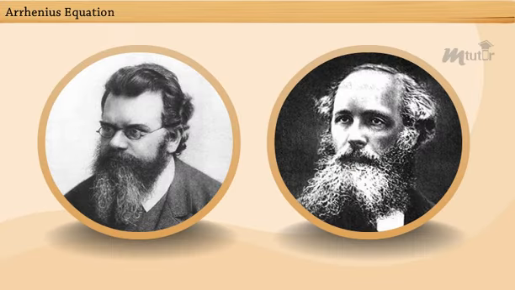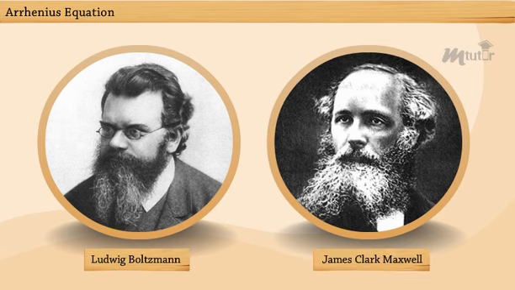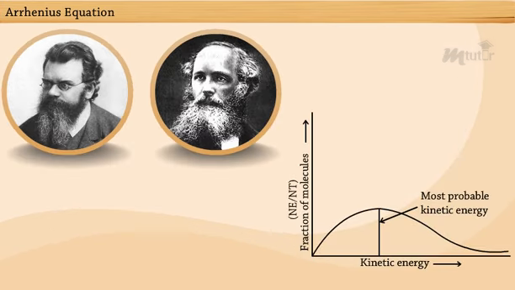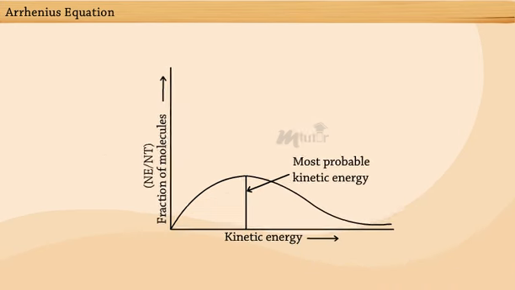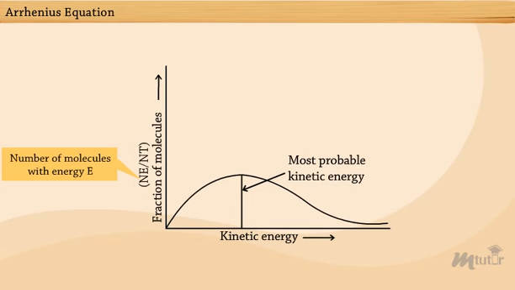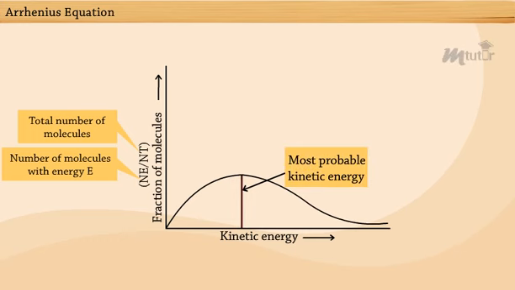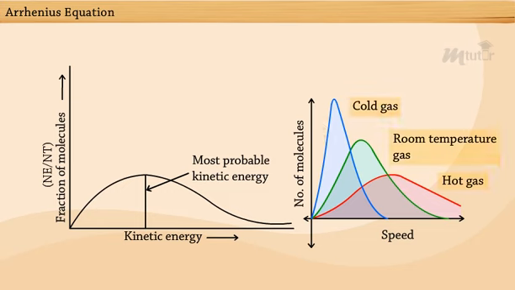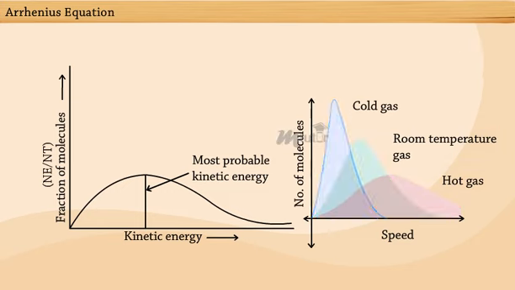To predict the behavior of molecules in a chemical reaction, Ludwig Boltzmann and James Clerk Maxwell used statistics by plotting the fraction of molecules, that is, Ne divided by Nt, with a given kinetic energy E, versus the kinetic energy. Here, Ne refers to the number of molecules with energy E, and Nt refers to the total number of molecules. The peak of the curve indicates the most probable kinetic energy, which is the kinetic energy of the maximum fraction of molecules.